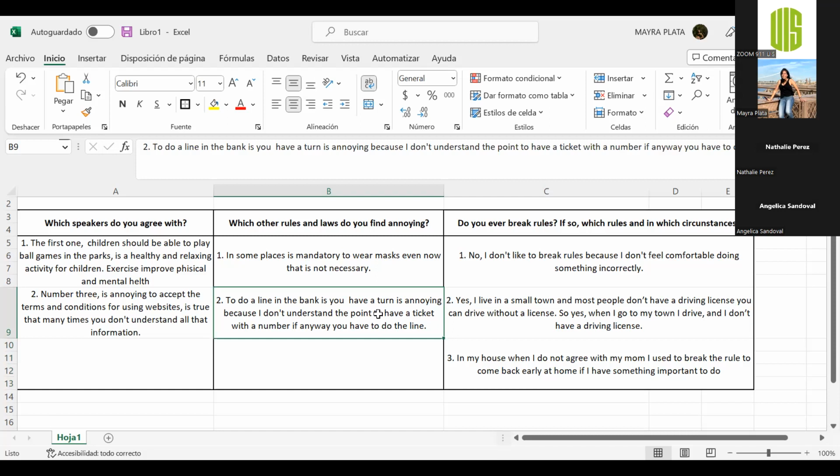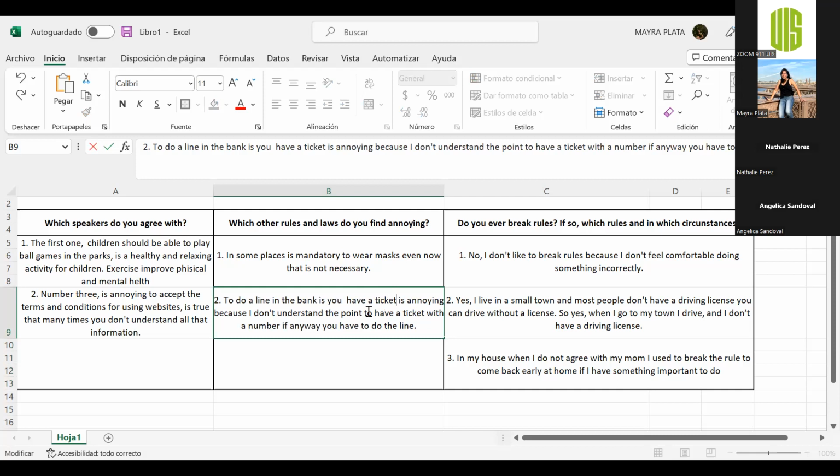No, I mean, when you paraphrase it, I get the idea, but that sentence, to do a line in the bank, is you have a turn, it's annoying. I don't get what role the word is plays in the sentence. You have a ticket. To do the line in the bank is you have. It's because I don't know. I think the grammar changed my.